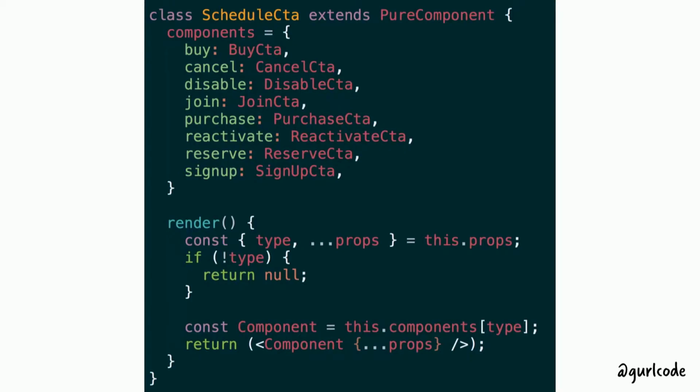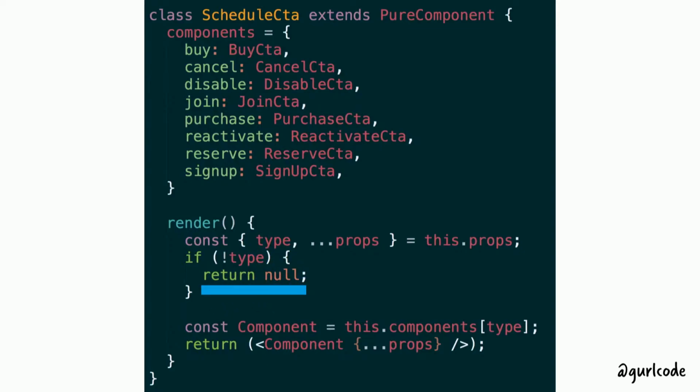And then this is actually the schedule CTA after our refactor. You'll notice it's much smaller. There's no scrolling. And I think it's pretty clear now. You can actually read through it and understand what's happening here. So it expects a type prop.